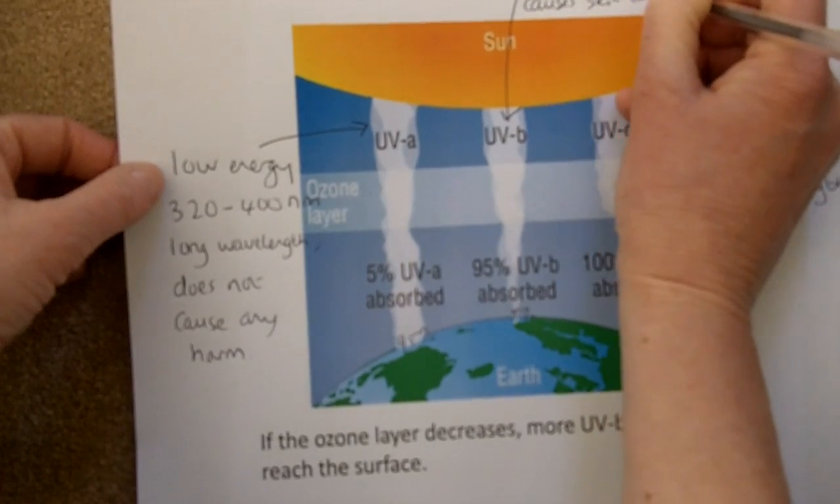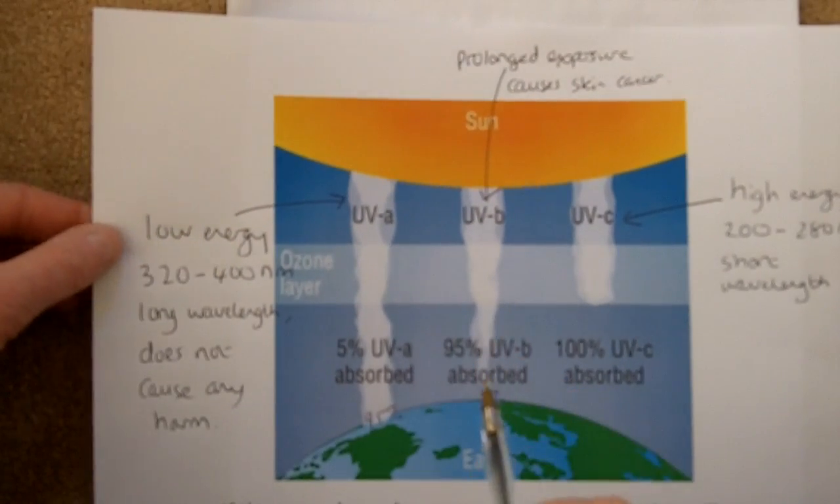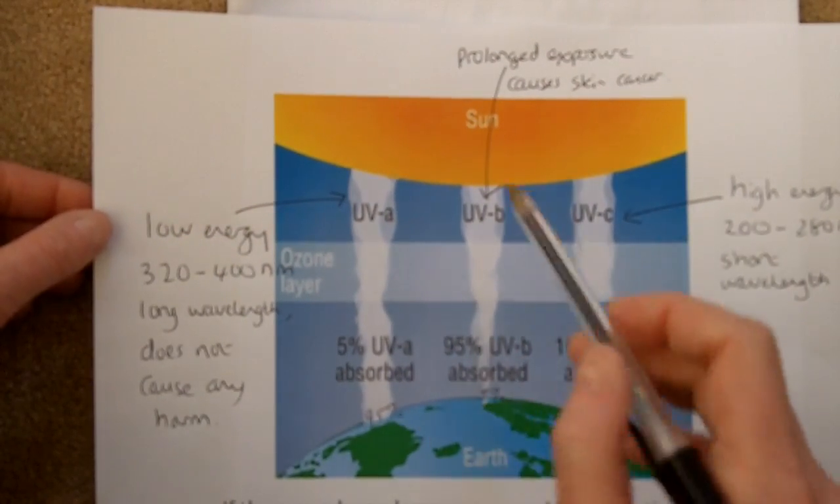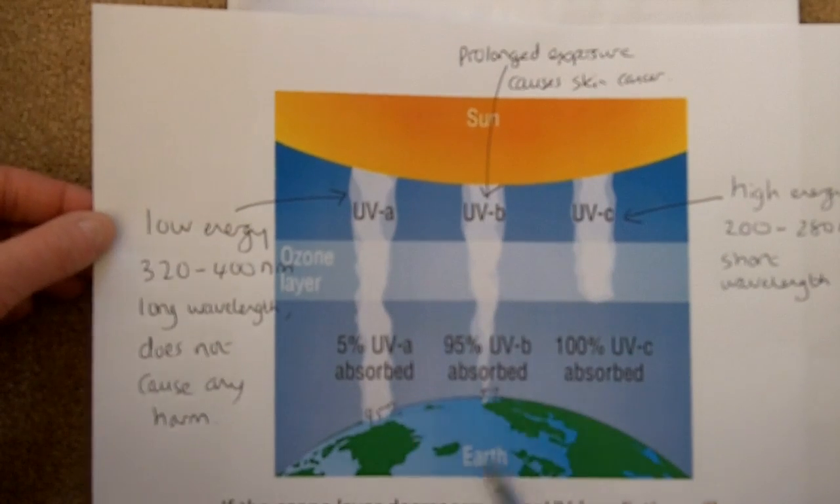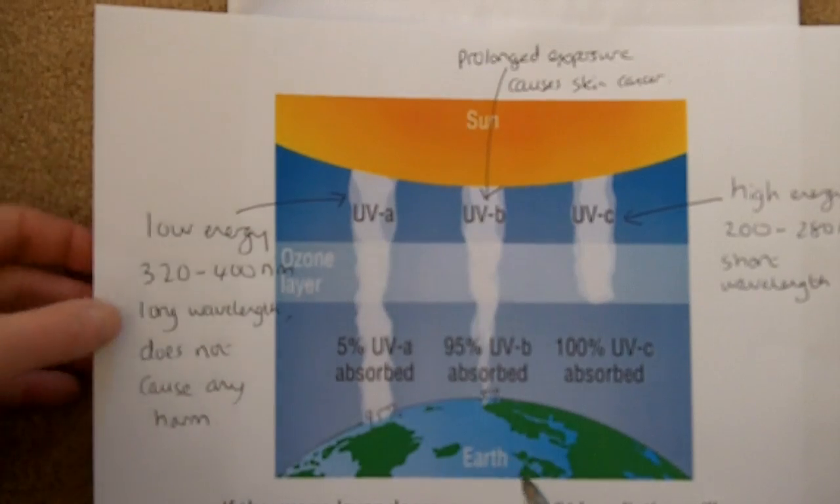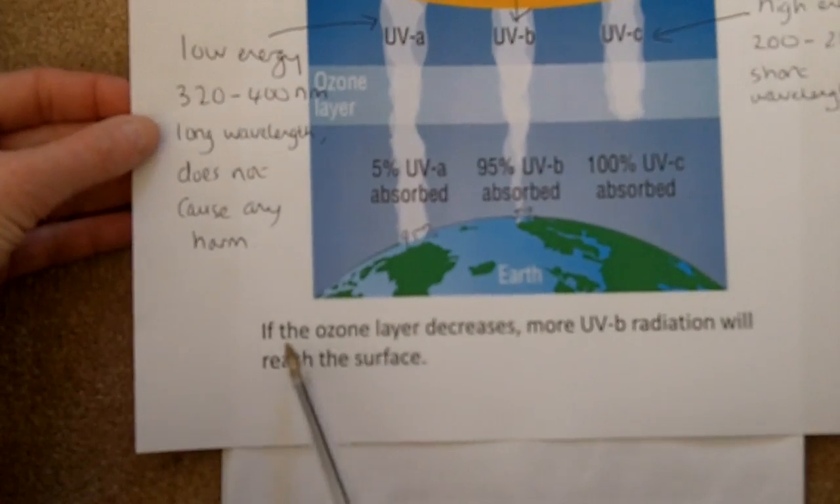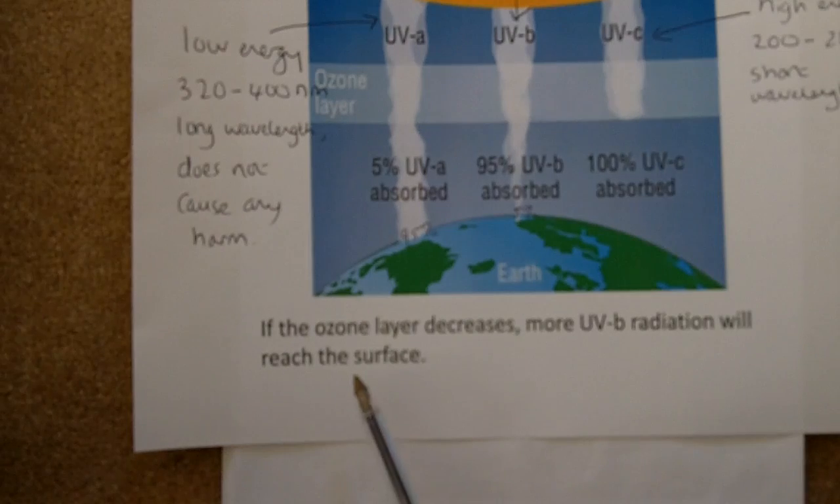And if there are holes, if the ozone layer is thin in places, then more UVB is going to be coming through and hitting the Earth and can cause more skin cancer. Okay, let's put that written at the bottom. If the ozone layer decreases, more UVB radiation will reach the surface. So that is the one that we're most concerned about.